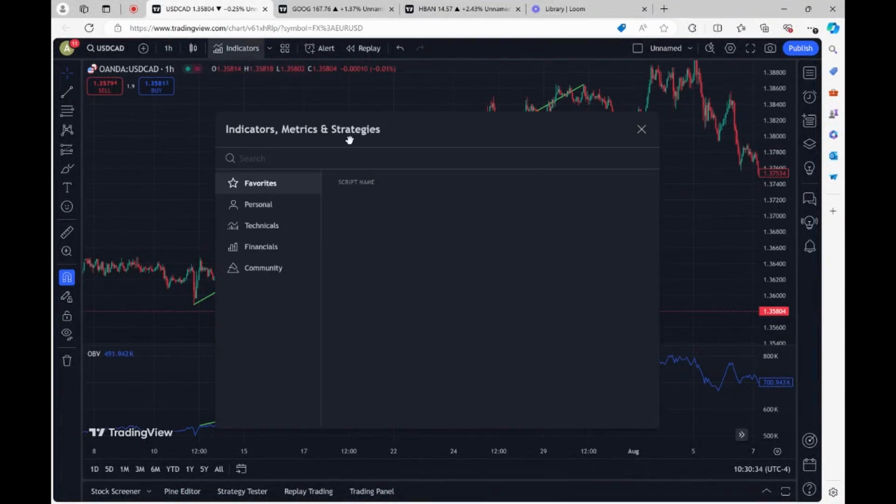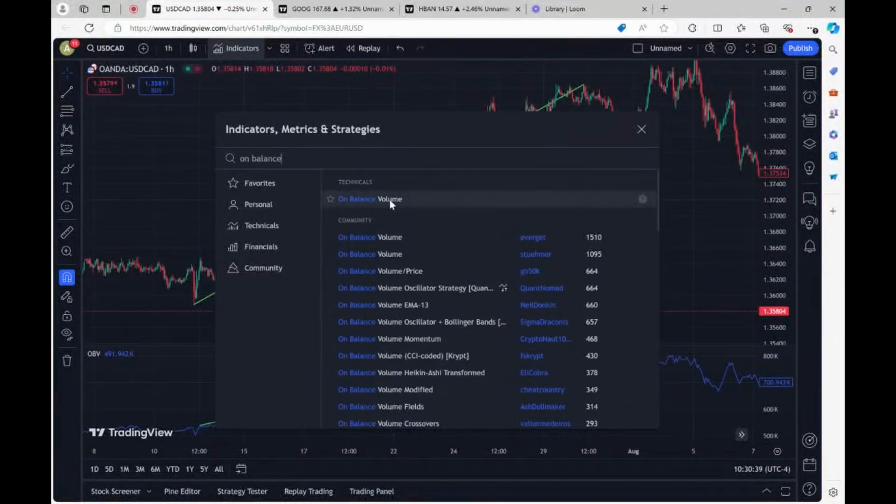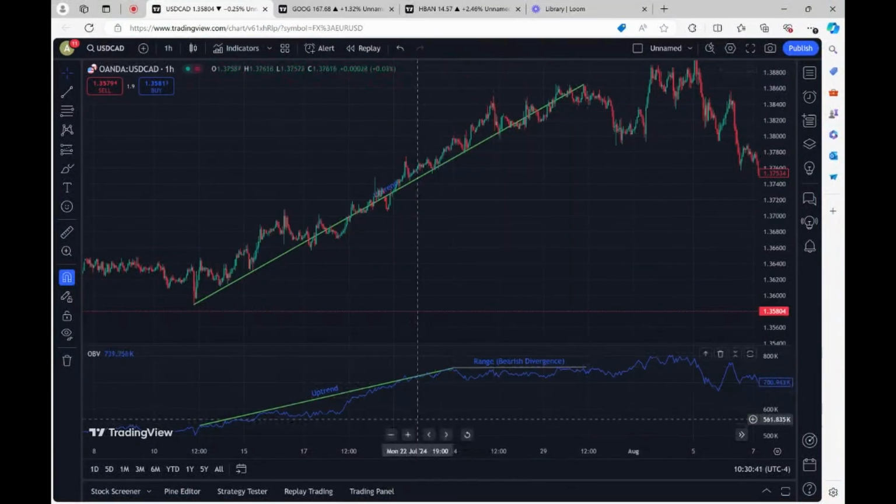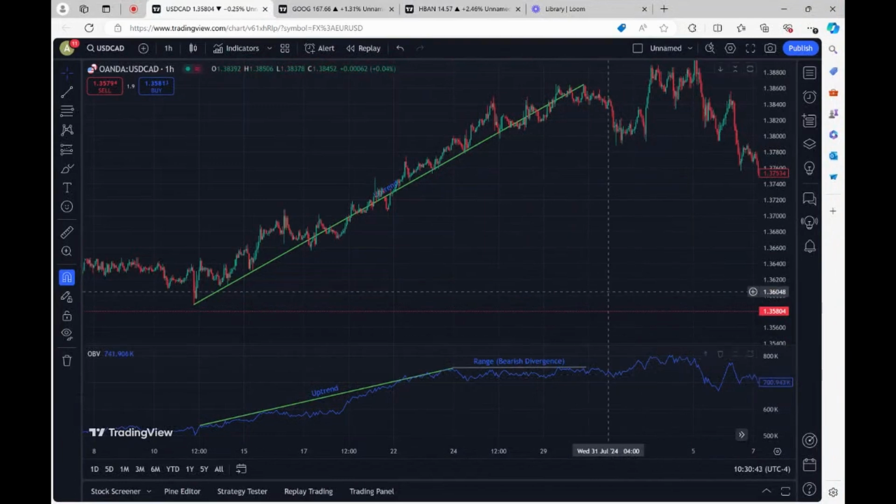Our next volume indicator is called on balance volume. So if you go into indicators and type in on balance volume, it's this one right here. And what it is, it's just this long blue line. What this indicator does is it's a cumulative volume calculation.